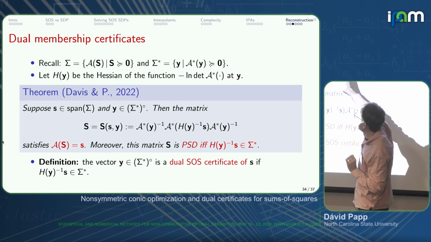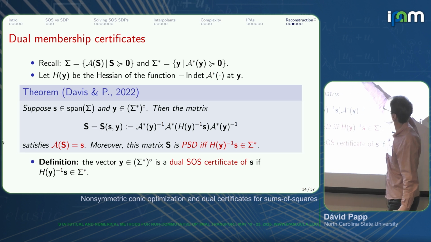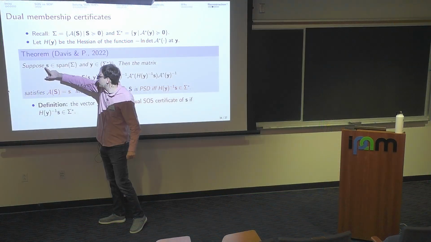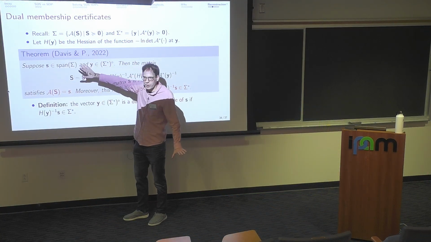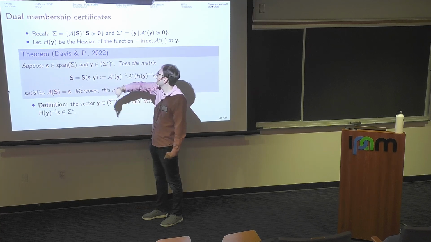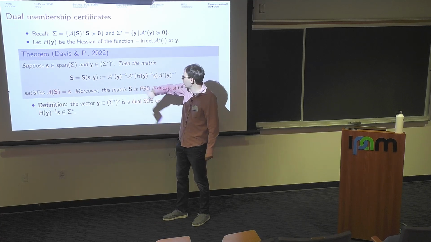Again, some of the details are not as important as others. There's some more notation. We need a particular function related to the dual cone. The point, though, is, suppose we have a coefficient vector S. This now doesn't have to be a sums of squares polynomial. It's just a candidate. Okay, it's in the same space of polynomials. And suppose I have any vector from the interior of the dual SOS cone.